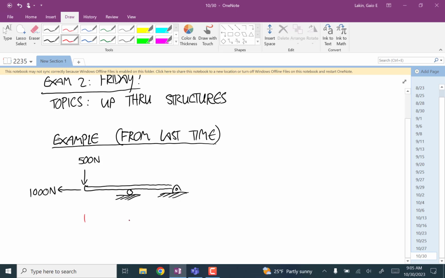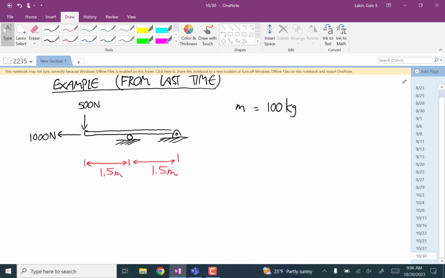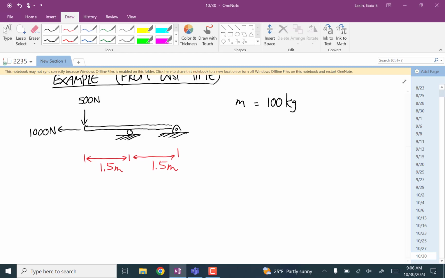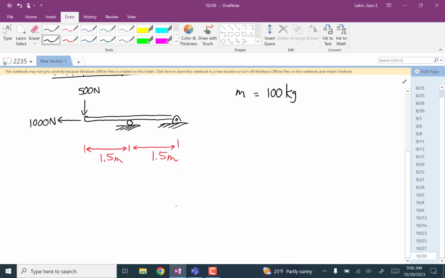This whole thing is 3 meters long. So each of these is 1.5 meters. And the mass was 100 kilograms. And we're trying to calculate the internal loads. So after we calculated the external loads, we got a thing that looked like this. 1,000 Newton force that way, and a 500 Newton force down.